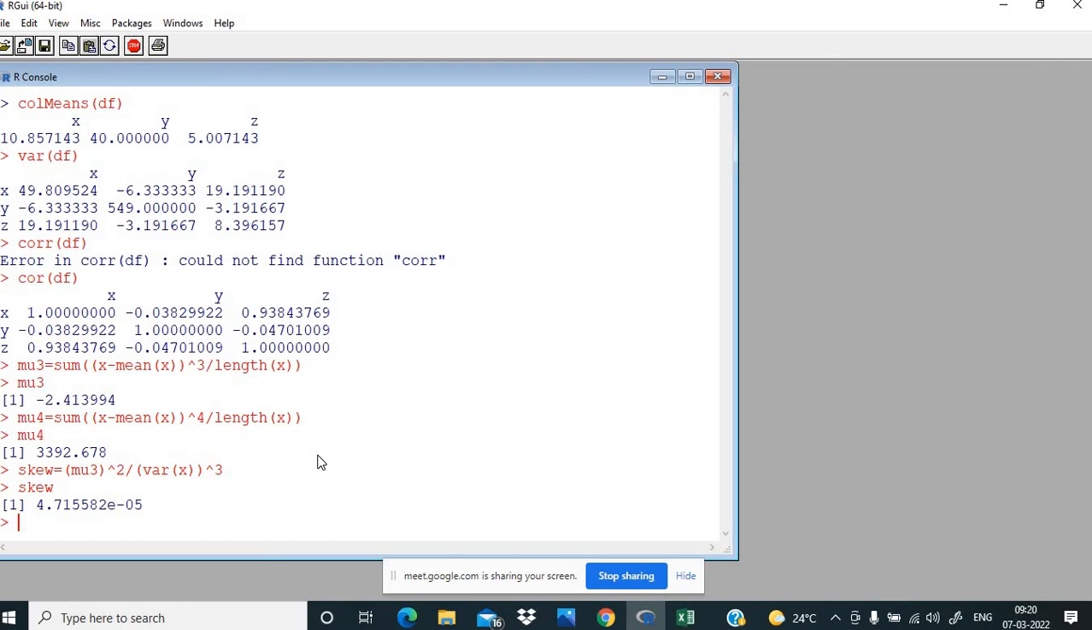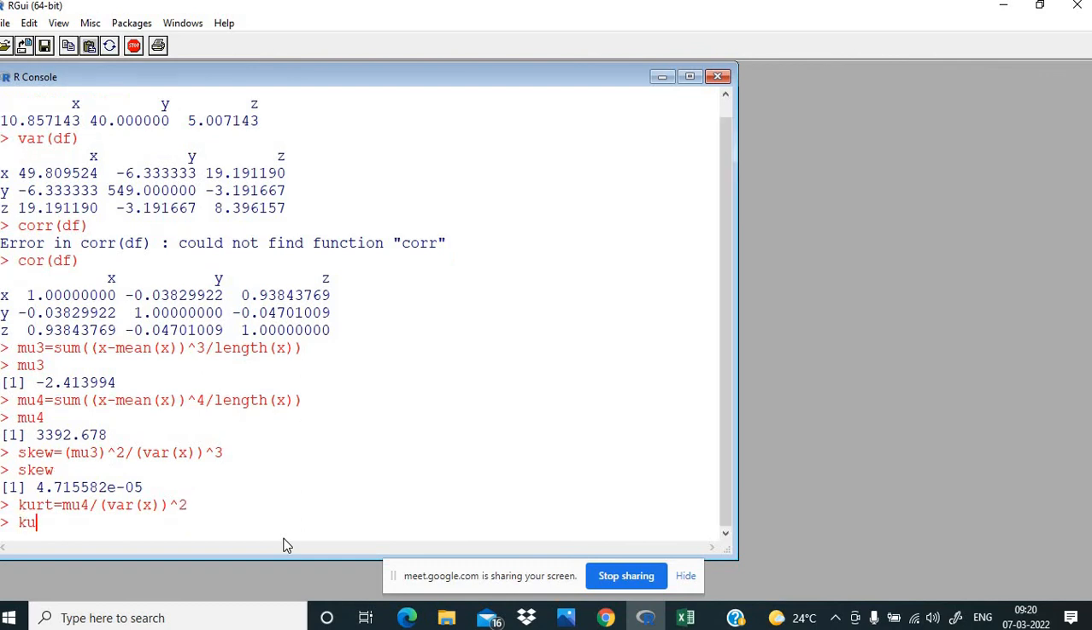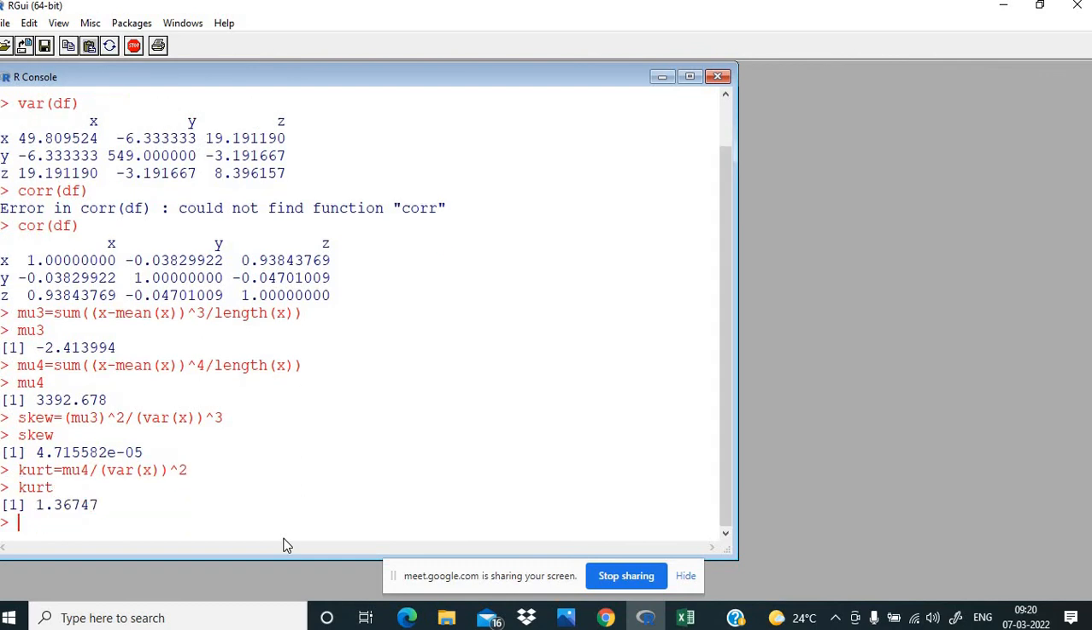And what is kurtosis? K-U-R-T. Kurtosis is mu4 by mu2 square. I have already computed mu4, and mu2 is the variance of x. Don't miss the bracket, and then square. So mu4 by mu2 square: the square will be only on the variance of x, not mu4. So this is the measure of kurtosis. I write kurt here, and I get skewness and kurtosis.